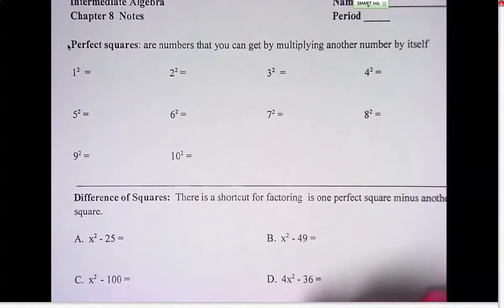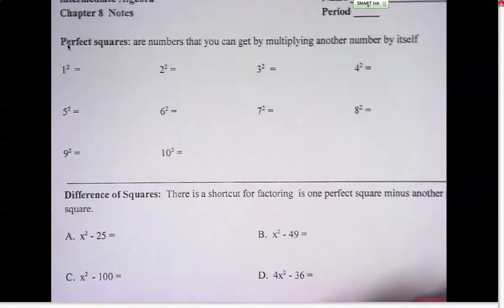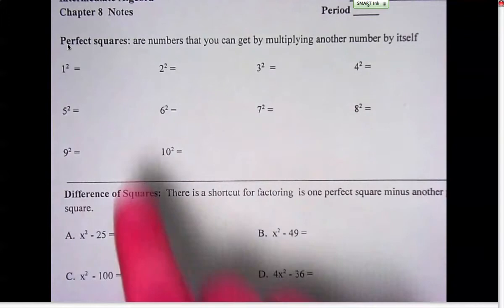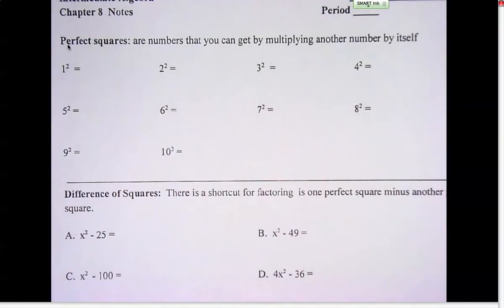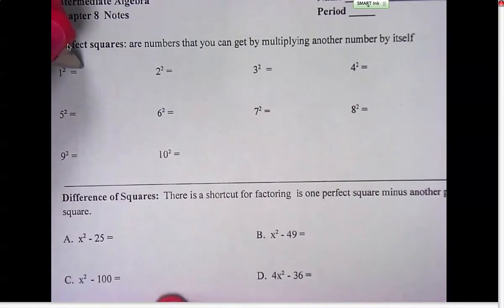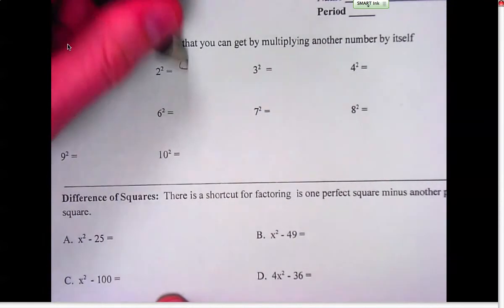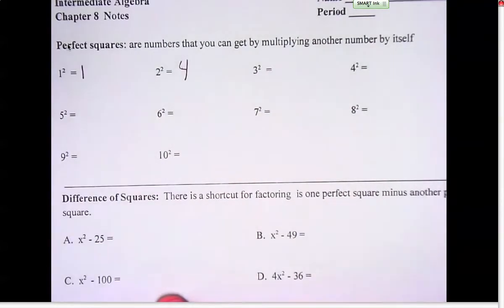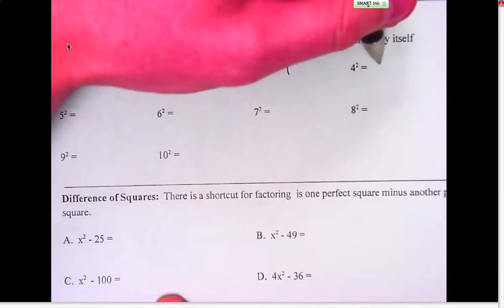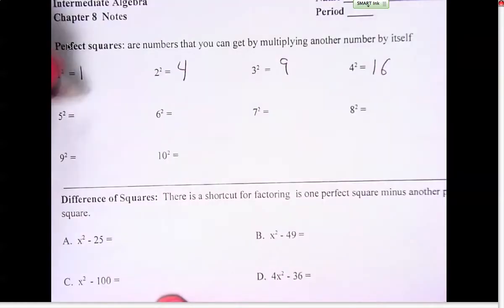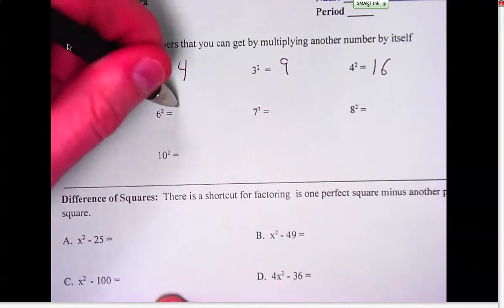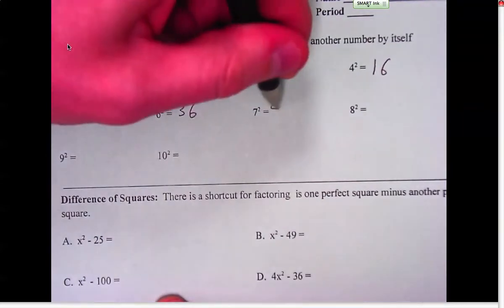of factoring. So this first one is basically a shortcut that's called the difference of squares. And to do the difference of squares, you need to recognize perfect squares. Perfect squares, as it says on the note sheet, are numbers that you can get by multiplying another number by itself. And so 1 is a perfect square because 1 squared is 1. 4 is a perfect square because 2 squared is 4, and so on. And so we just want to start recognizing these numbers, 9, 16, 25, 36, and so on.